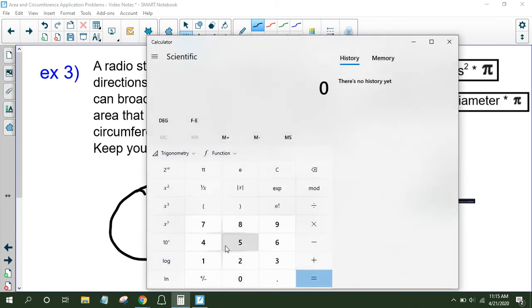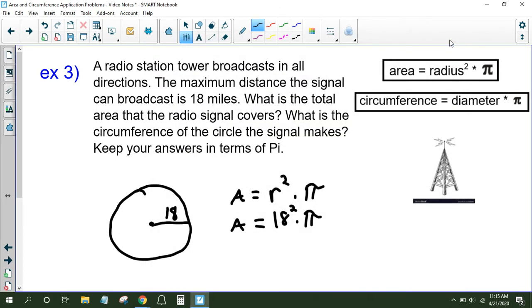So 18 times 18 is going to give us 324. All right, so our area equals 324 pi. And that's going to be in miles squared because we're talking about area. So 324 pi miles squared. All right, so that answers our first question: what's the total area that the radio signal covers?